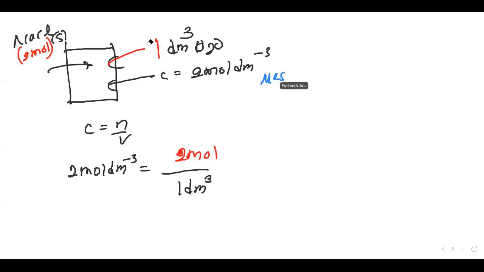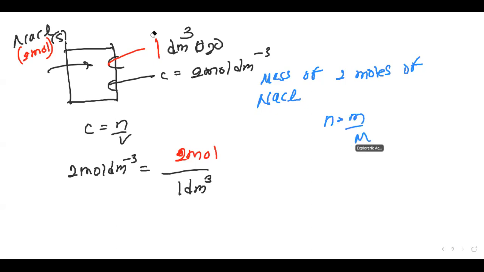We need to find the mass of 2 moles of NaCl. What do we need to do? We know n equals m over M, so the number of moles times the molar mass equals the given mass. The number of moles here is 2 moles, right?